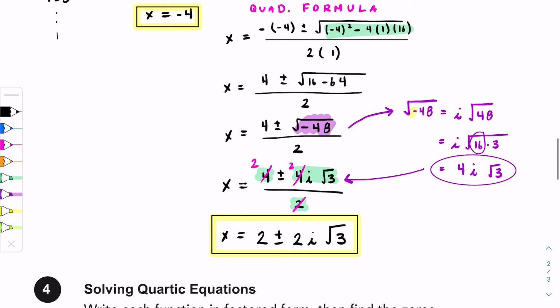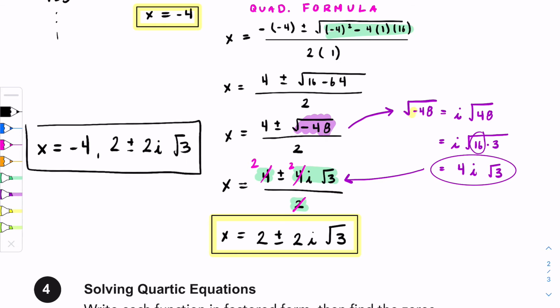So if I was to list all of my answers, I'm going to list my whole number first. I have -4, and then I have 2 plus or minus 2i times the square root of 3. And this here is my complete answer. It's 3 separate solutions.